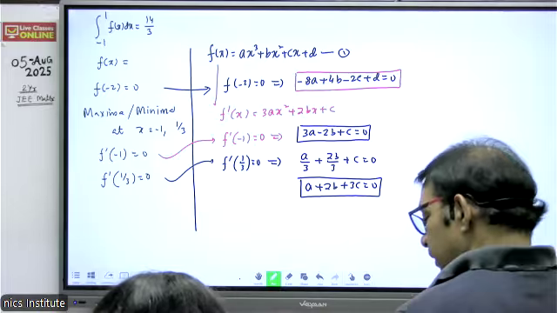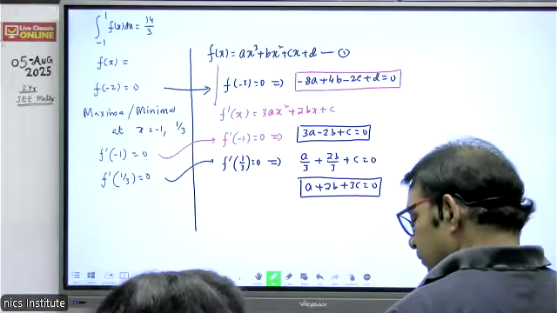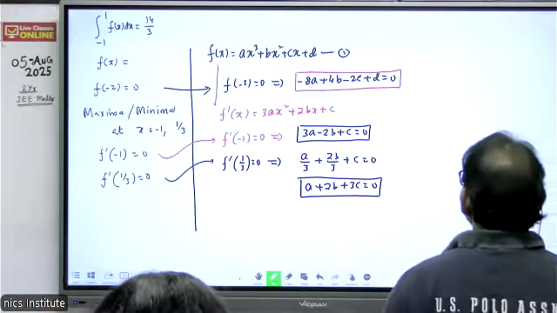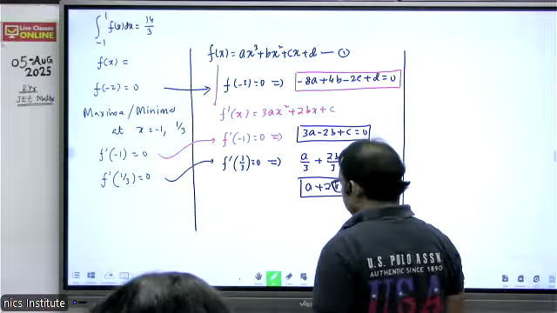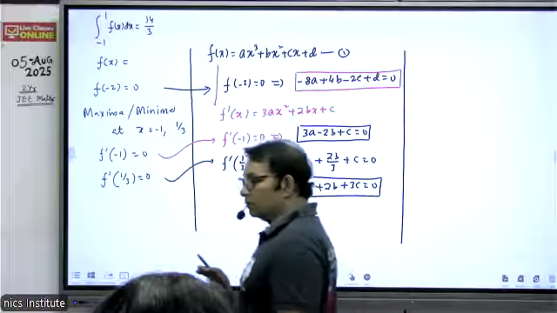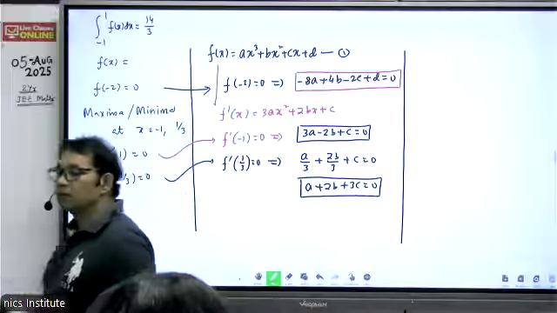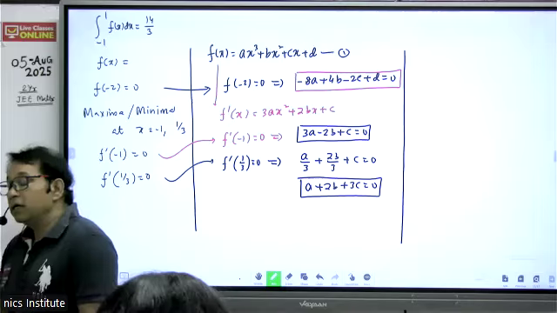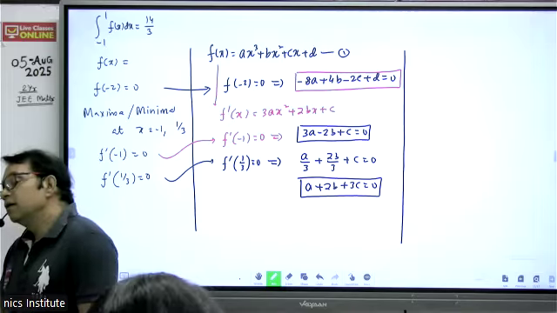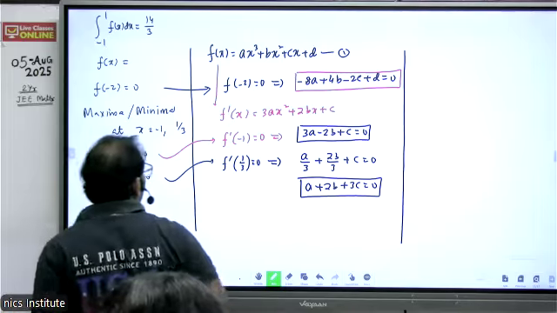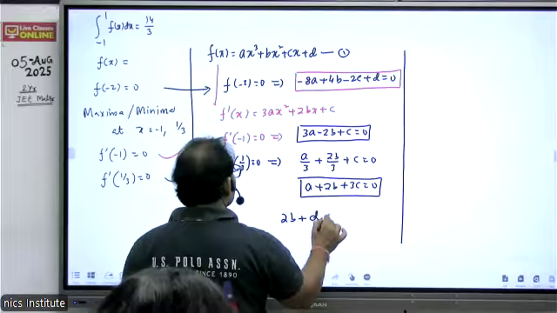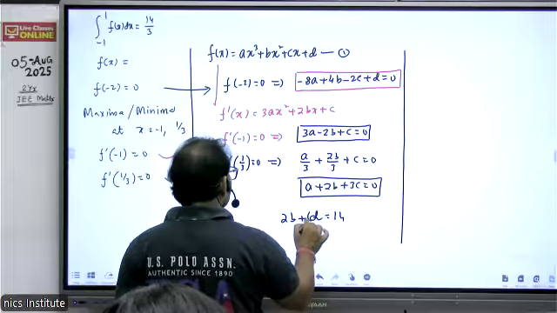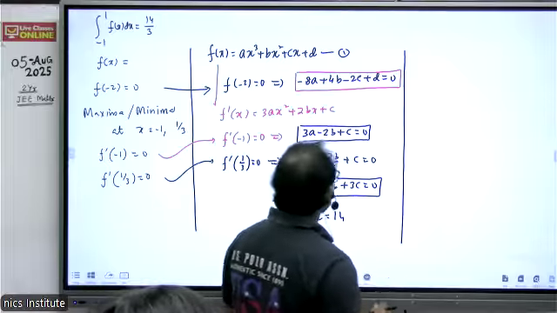This is what is to be integrated. This is the function. Anyone? Tell me what you're getting after integration. So final equation: 2b plus 6d equals 14 by 3. 2b plus 6d equals 14 by 3. Okay. Now I'll tell you a shortcut.